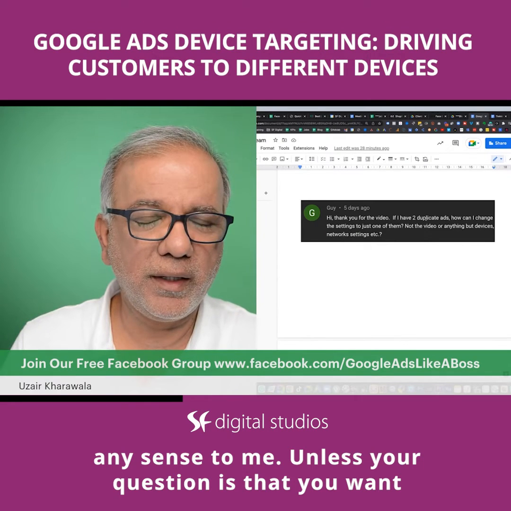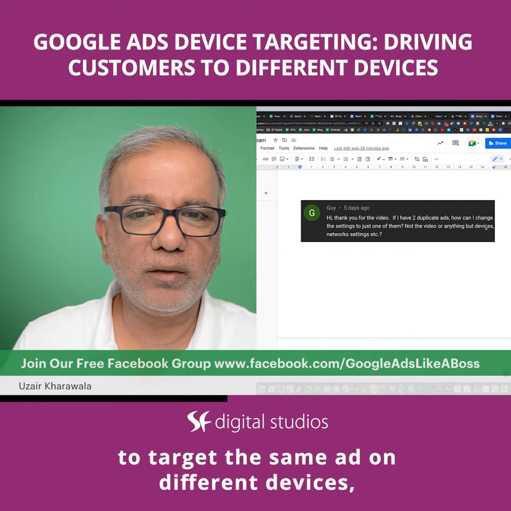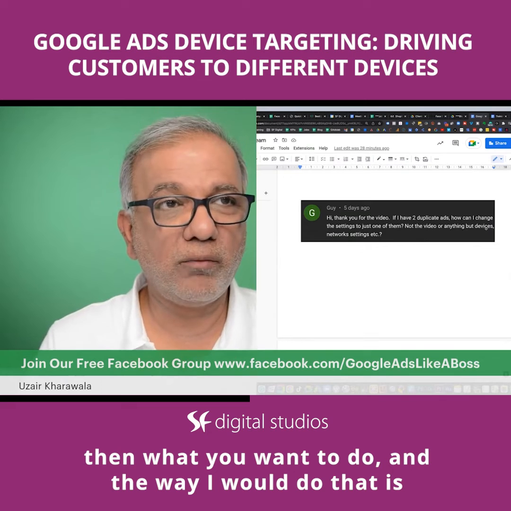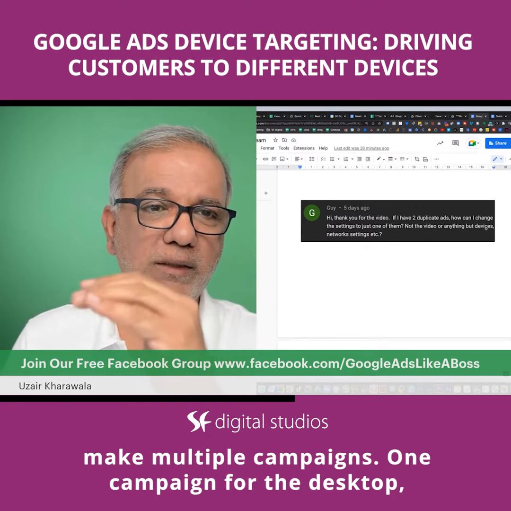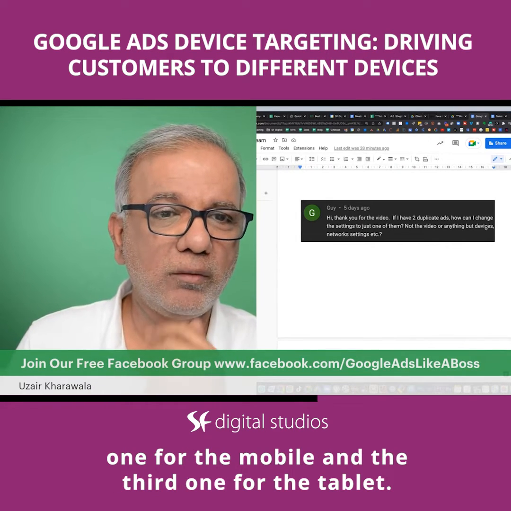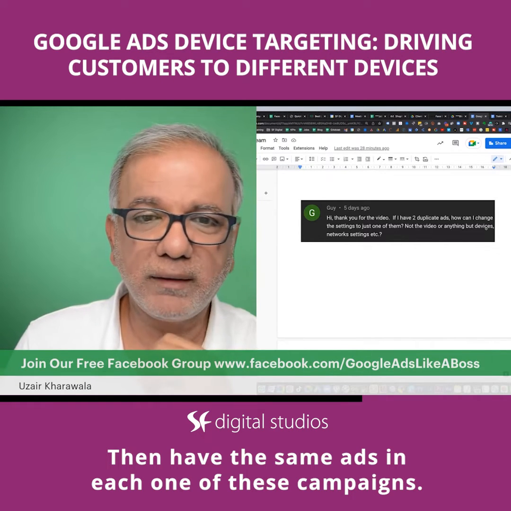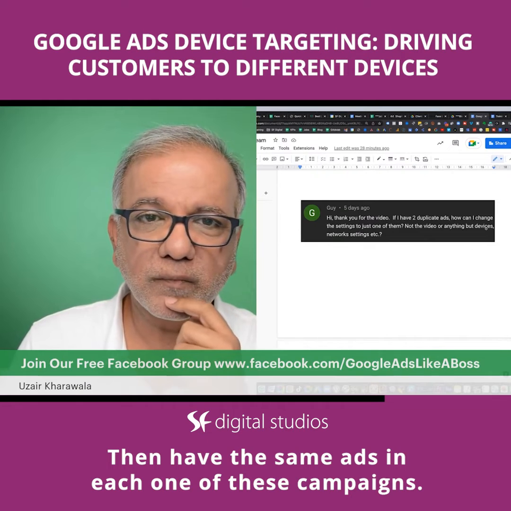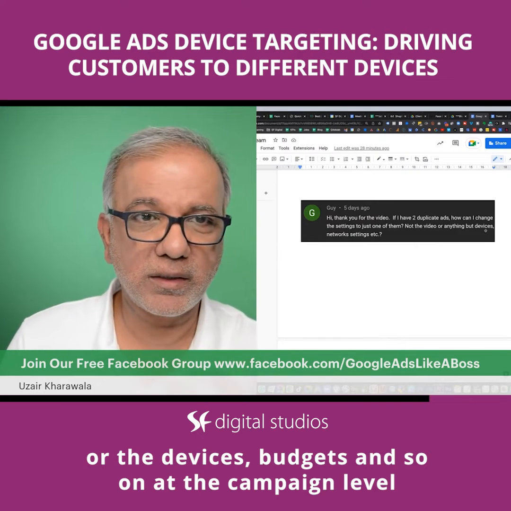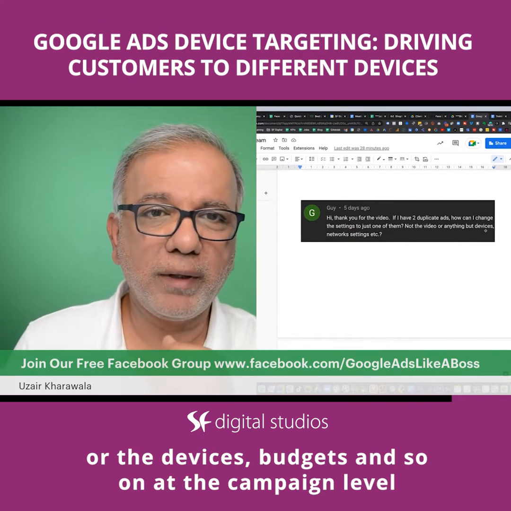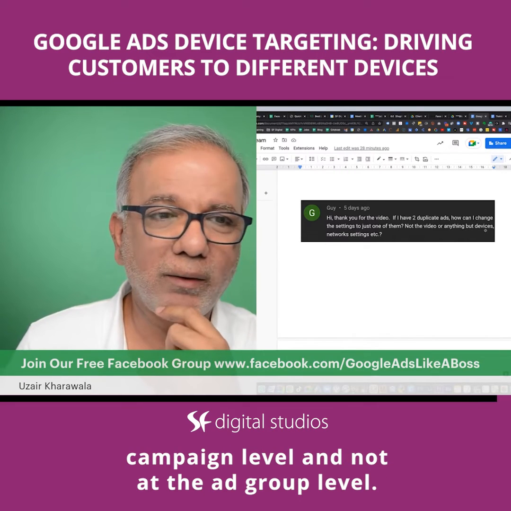Unless your question is that you want to target the same ad on different devices, then the way I would do that is make multiple campaigns. One campaign for the desktop, one for the mobile, and the third one for the tablet. Then have the same ad or ads in each one of these campaigns, and then you can change the network settings or the devices, budgets, and so on at the campaign level, because all these settings can only be done at the campaign level and not at the ad group level.